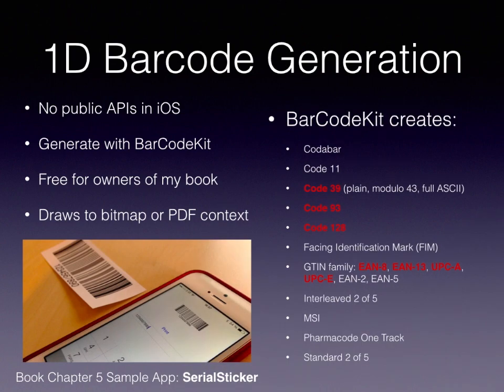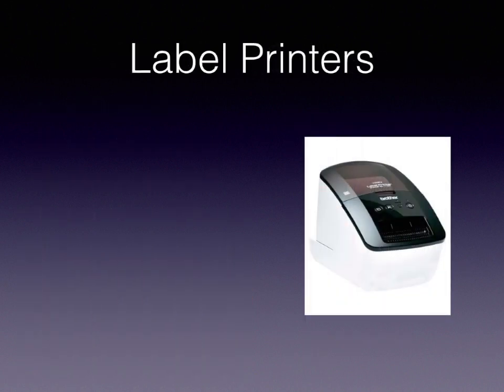And it supports a wide variety of barcodes. The ones that I put in red here are the ones supported by iOS. So with this, you can create all kinds of barcodes that you like. And here's the reason why you would want to create 1D barcodes. These are the label printers I mentioned before. They are very inexpensive, about $70, $80, I think. 80 euros or so you pay for a printer like that.